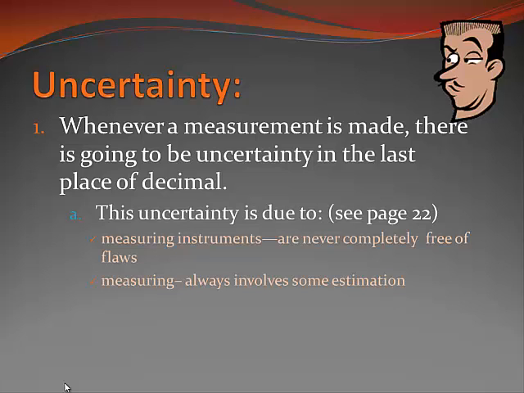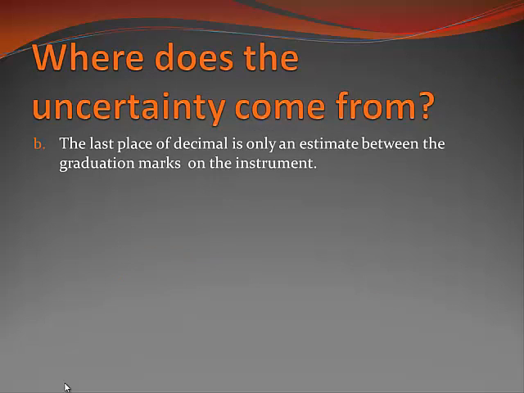Also, as I inferred in the last example, measuring always involves some amount of estimation. When we look back at our centimeter ruler with the pencil, we said that on the centimeter scale, it wasn't just 9 centimeters. We'd say that it's about 9.5 centimeters. I estimate that last decimal, even though I can't accurately read it on the scale. So the uncertainty, that last decimal place, is only ever an estimate between the graduation marks on the instrument.